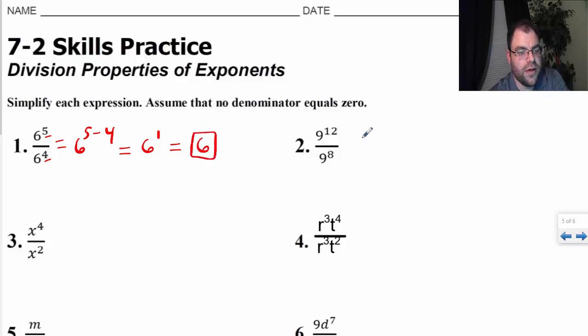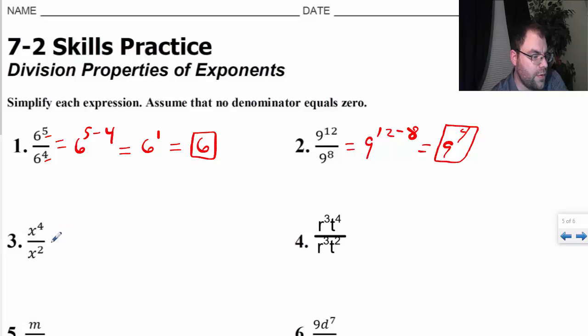Okie doke, let's take a look at number 2. This is 9 to the power of 12 over 9 to the power of 8. This is the same process. We're going to subtract the exponents. So it's the top one minus the bottom. This is equal to 9 to the power of 12 minus 8. And 9 to the power of 12 minus 8, 12 minus 8 is 4. So this is 9 to the power of 4. And we'll leave it like that because that's probably a big number that we don't want to try to figure out.